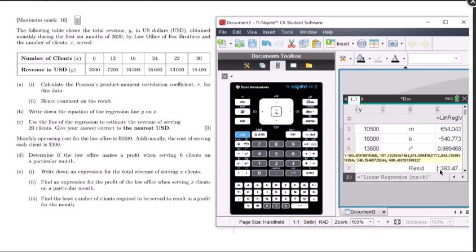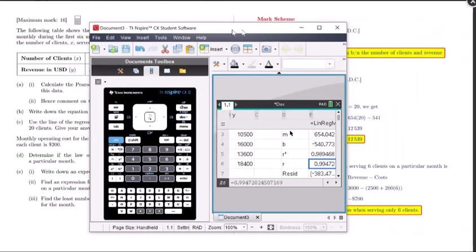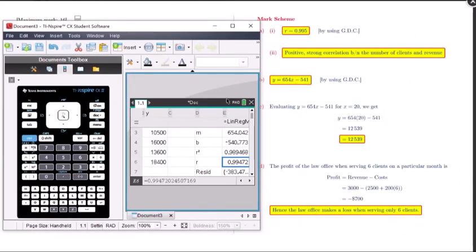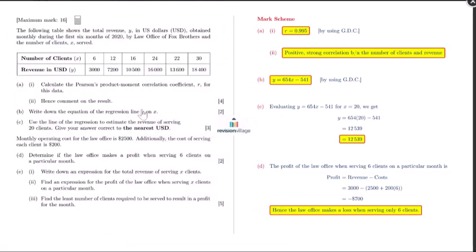We are now interested in this R value here, the Pearson's product moment correlation coefficient, R. It's a bit of a mouthful to say. And rounded to 3 significant figures is 0.995. So you can see that's where I got that answer from. So that's the first part of A. The second part is to comment on the results.